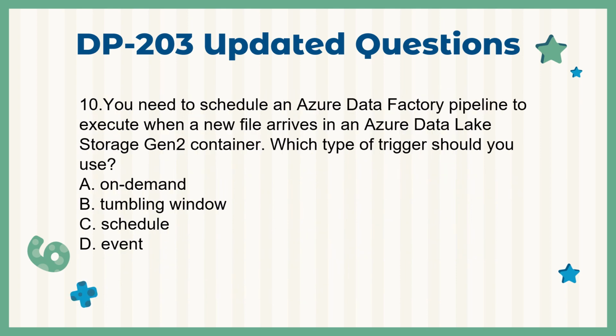10. You need to schedule an Azure Data Factory pipeline to execute when a new file arrives in an Azure Data Lake Storage Gen2 container. Which type of trigger should you use? A. On demand. B. Tumbling window. C. Schedule. D. Event.